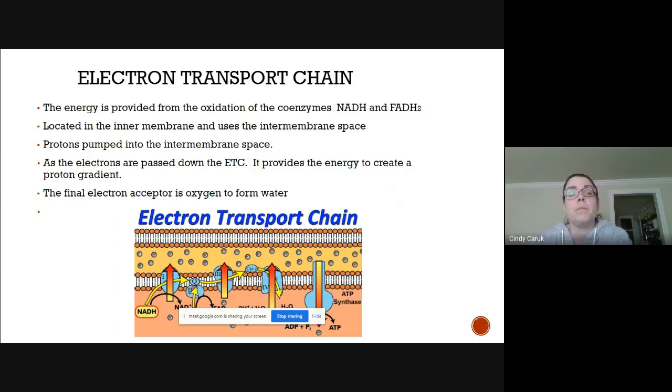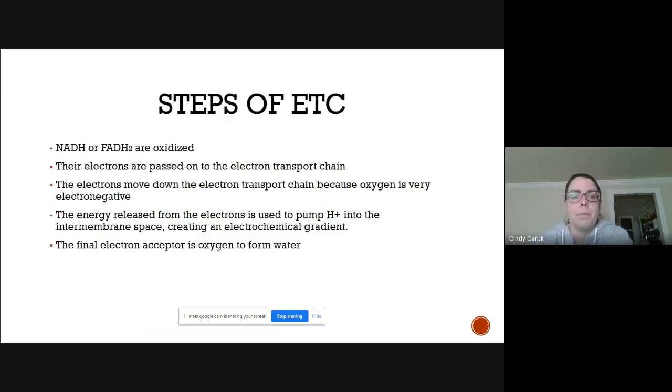As they're being passed down, they give off energy to run those proton pumps, and those proton pumps are pumping about 2 hydrogen, or 2 protons, into that intermembrane space. So our steps, just to go over: NADH or FADH2 are oxidized, so they're losing energy. Their electrons are passed onto the electron transport chain. The hydrogen goes right into the matrix there.